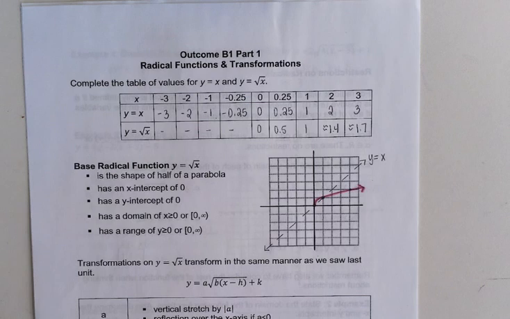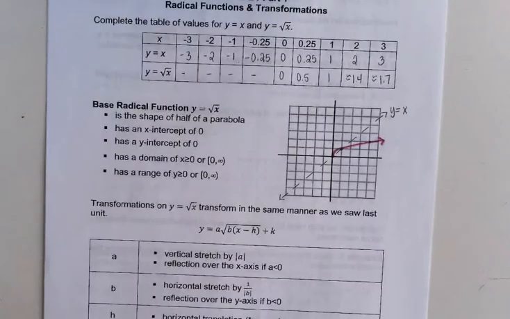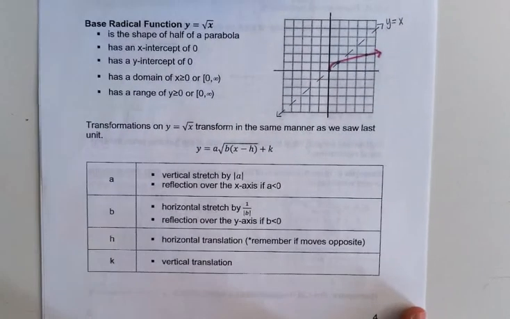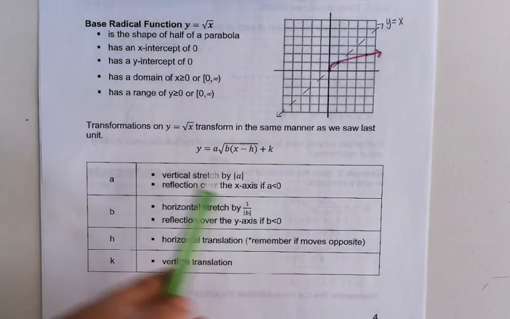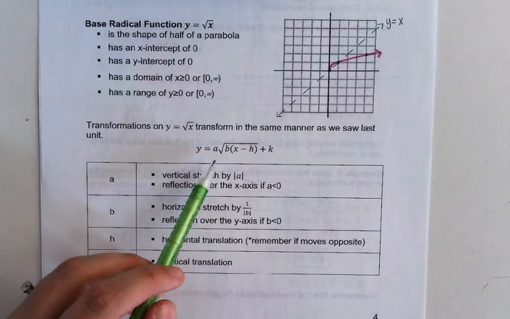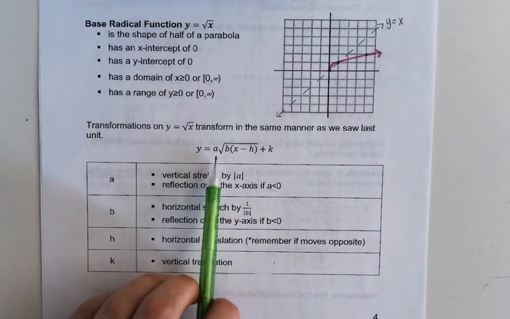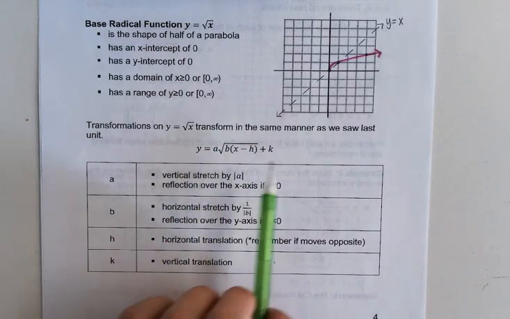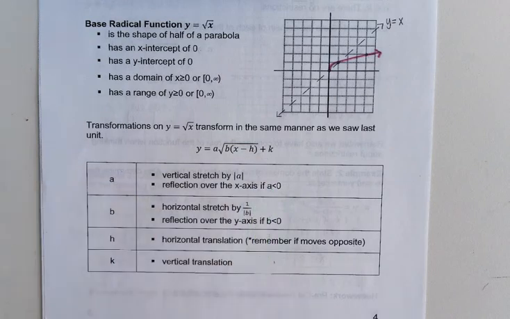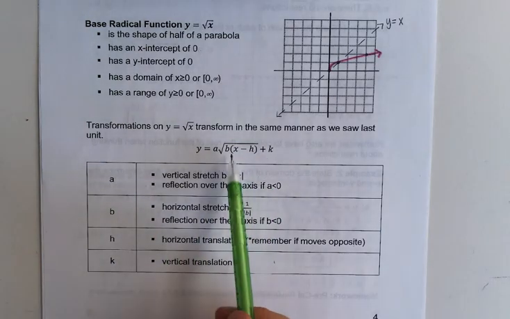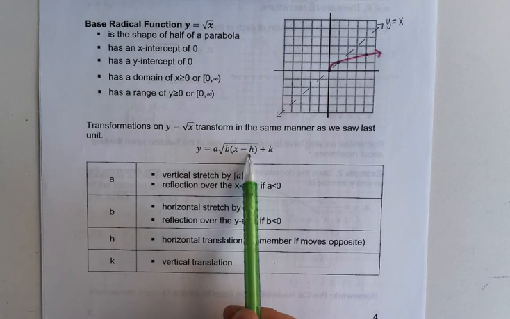So I have this table at the bottom of page 4 for you. And this table is just a reminder of all of these transformations. So now if you look at our function, it is the square root of x. I can apply vertical stretches and reflections and vertical shifts with a and k. And I can also have horizontal stretches and horizontal shifts with b and h.